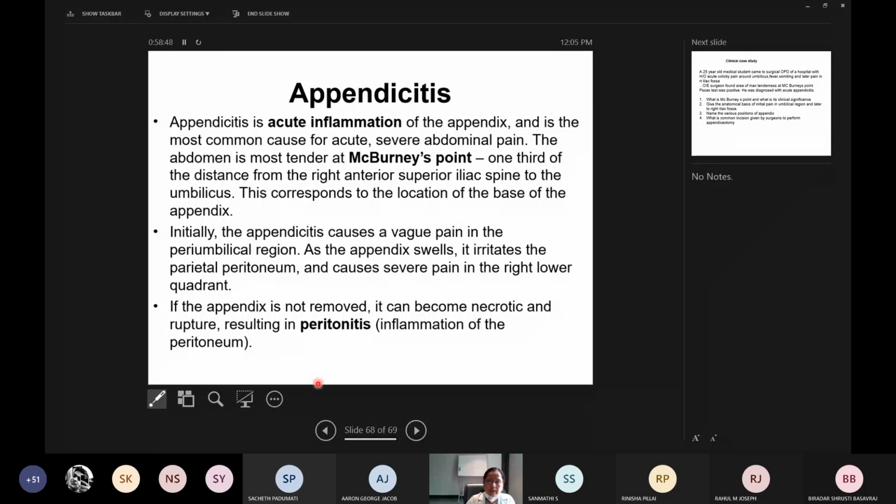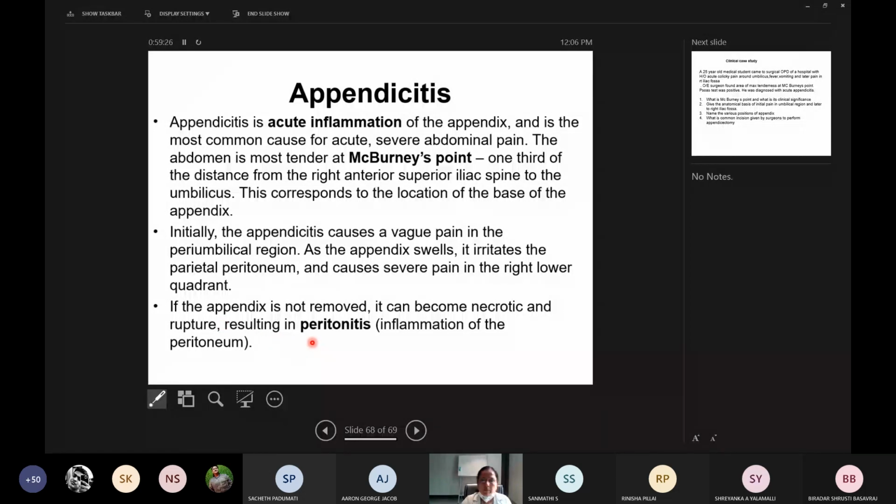Then very commonly seen is appendicitis. What is appendicitis? It is the acute inflammation of the appendix and is the most common cause for acute severe abdominal pain. Where is the tenderness noted? It is noted mostly at McBurney's point, which corresponds to the location of the base of the appendix. First the pain will be in the periumbilical region, then in the right lower quadrant or right iliac fossa, and if it is not removed, it will become necrotic and rupture, very common, resulting in peritonitis.